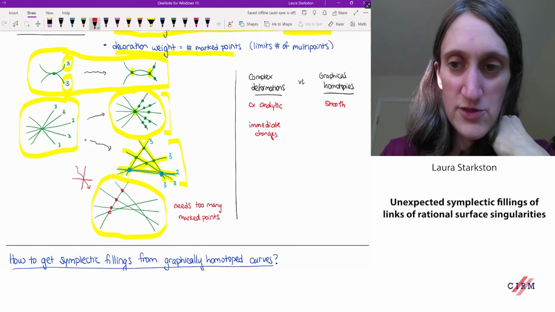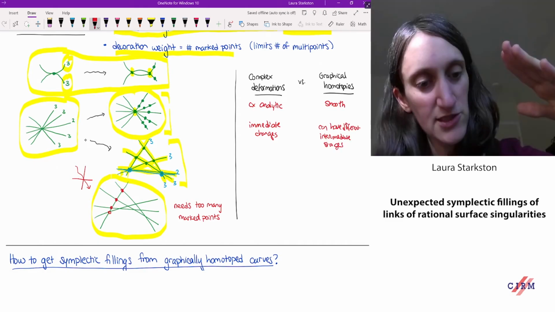And so to get a symplectic filling, we don't necessarily have a deformation that goes from the singular object to the filling. The filling might be unrelated from a deformation theory perspective to the singularity. It just has to have the same contact boundary. We have more details in the paper in the last section about exactly what is and isn't the key important difference between complex deformations and graphical homotopies, but it's boring unless you have thought about this too much. So I won't get into it here.